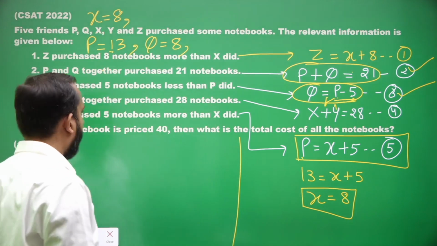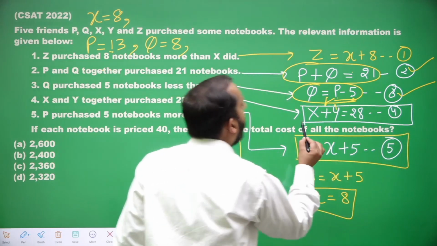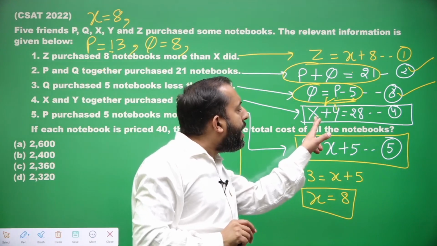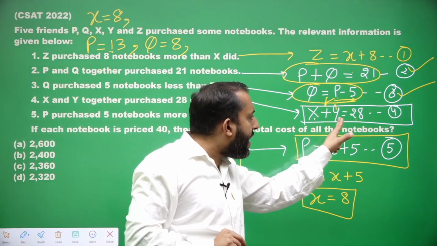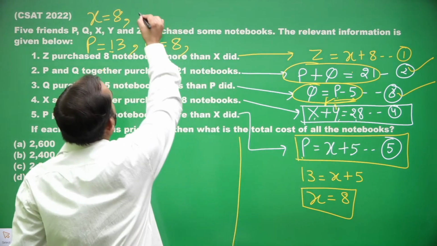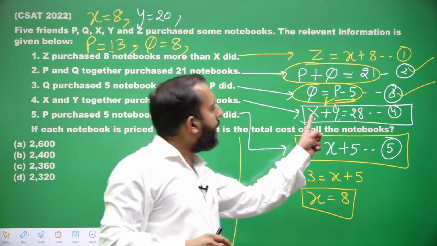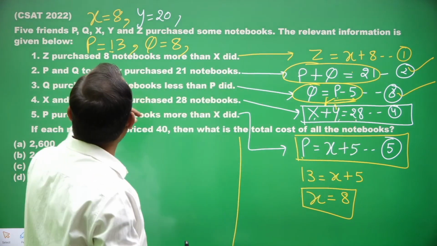Further, if you use this equation 4 and value of X is what? 8. 8 plus Y is 28. So it means Y should be equal to 20. So Y should be equal to what? 20.